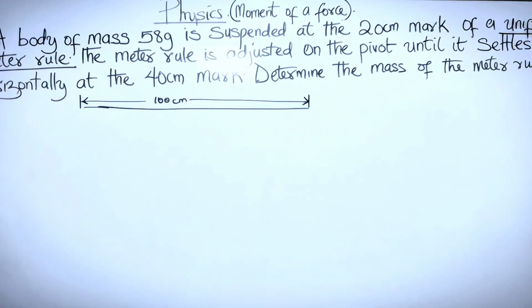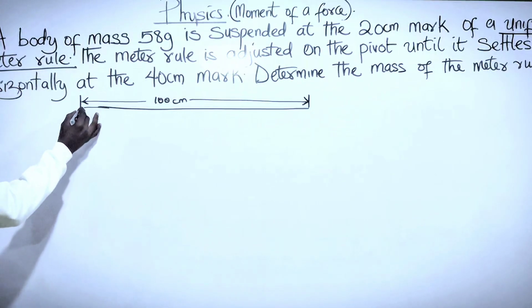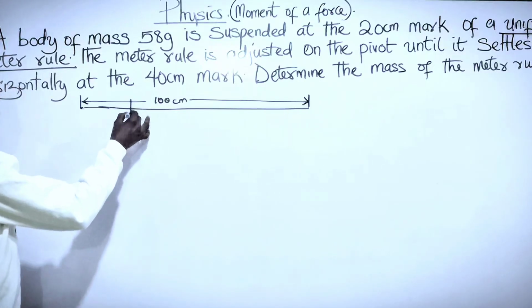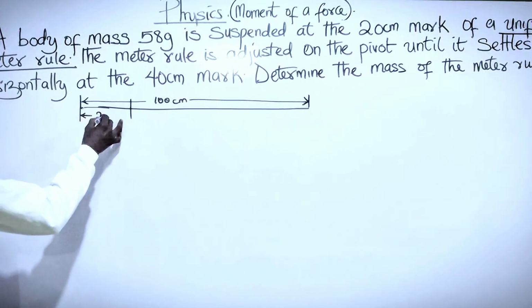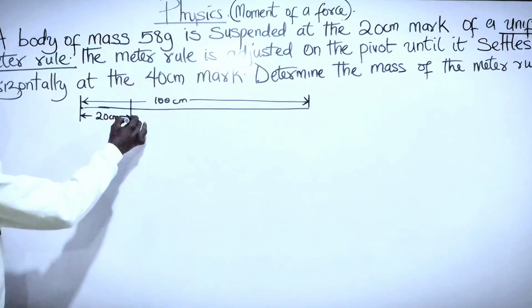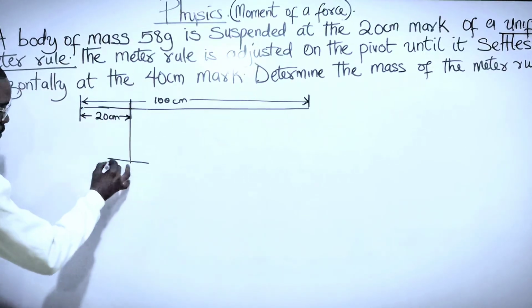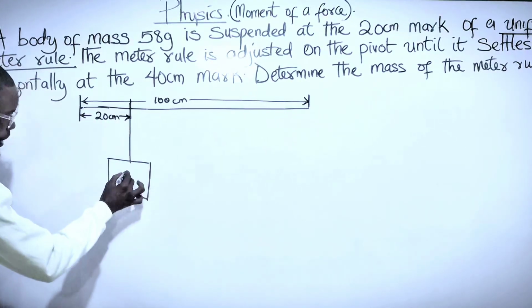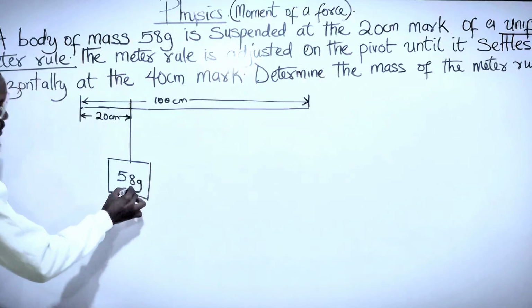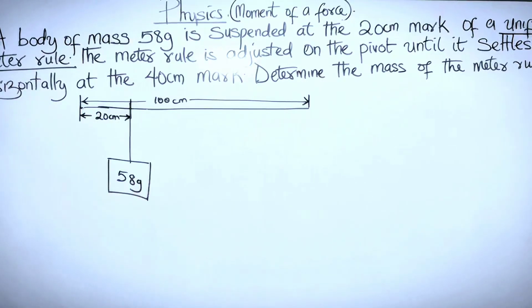And we're told that the body of mass 58 gram is suspended at the 20 cm mark. So let's call from here, this is 0 to, let from here to here be 20 cm, our 20 cm mark. I was told the body was suspended here, this mass of 58 grams. So suspended at the 20 cm mark.